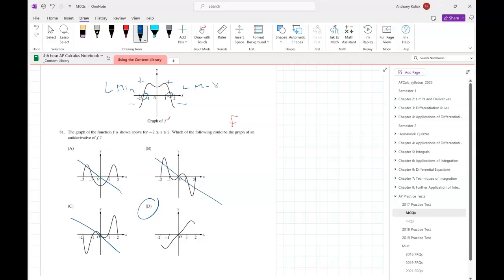Is everybody okay on 81? You see the strategy on something like this? Again, super common multiple choice question. Here's a function. Here's some antiderivatives. Pick the graph that it could be.